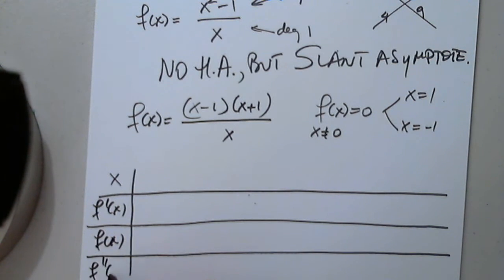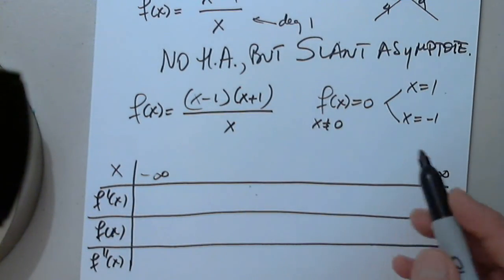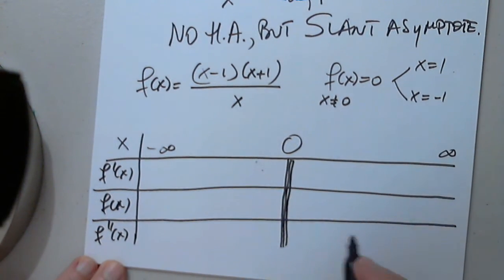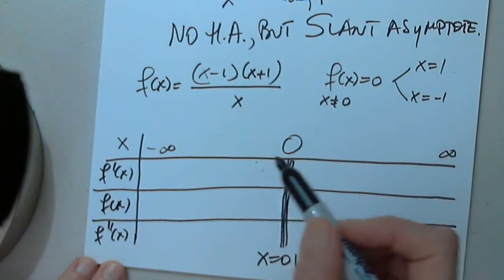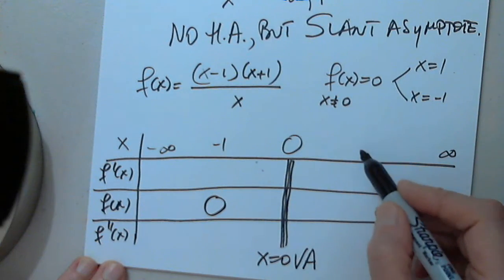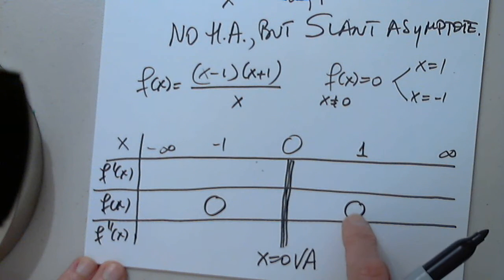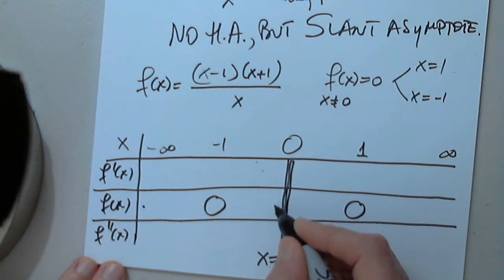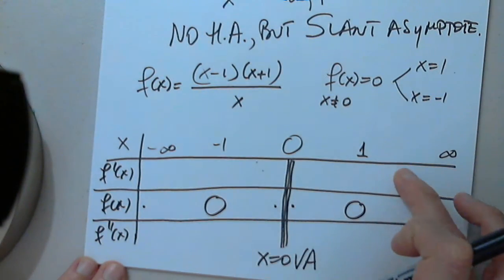and the second derivative. Okay. So negative infinity to infinity, not 0. We know that x equals 0 will be a vertical asymptote. And the function is 0 at negative 1 and at 1. And at this point, I will determine this limit, this limit, this limit, and this limit. And then I can move on to the first derivative.